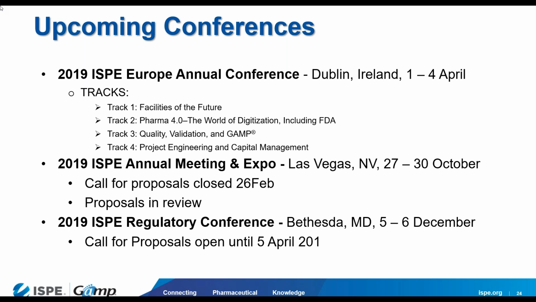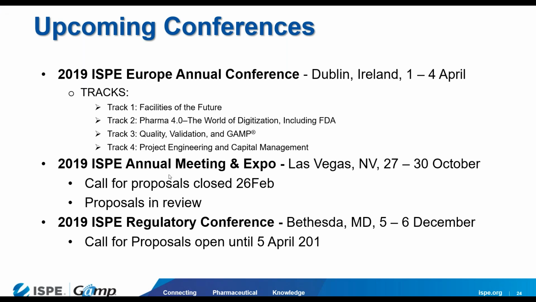Also wanted to make sure everybody's aware that the 2019 regulatory conference that normally is in June has been moved to December. That was done for the reason of balancing the schedule as well as avoiding some other conflicts that are out there. So again, the call for proposals is open until April 5th of 2019. Please submit your proposals if you have additional proposals for that conference.